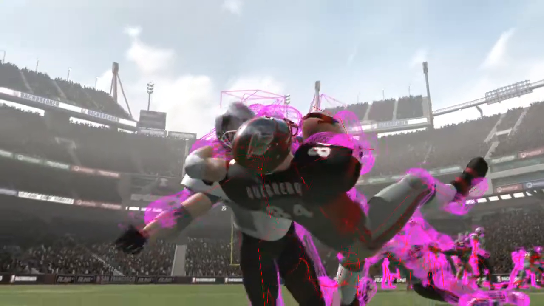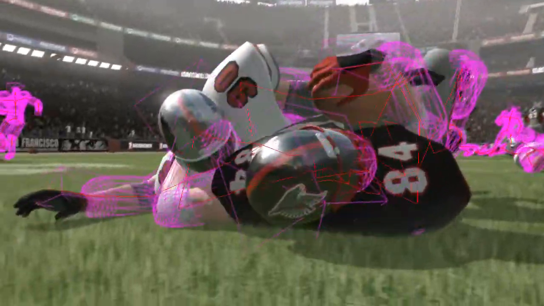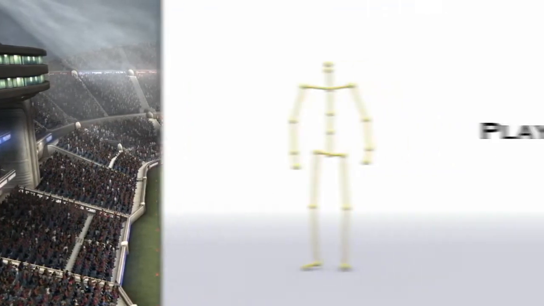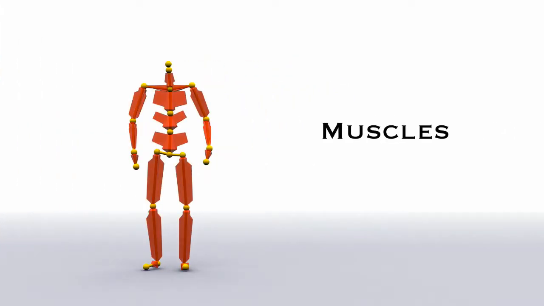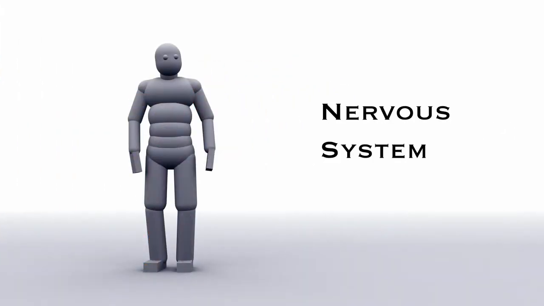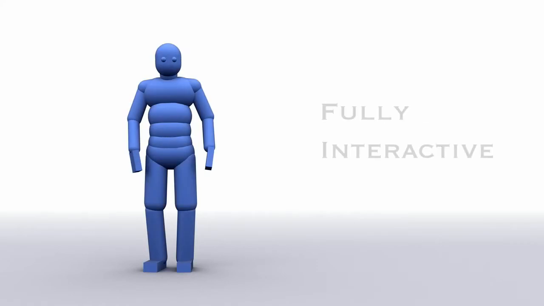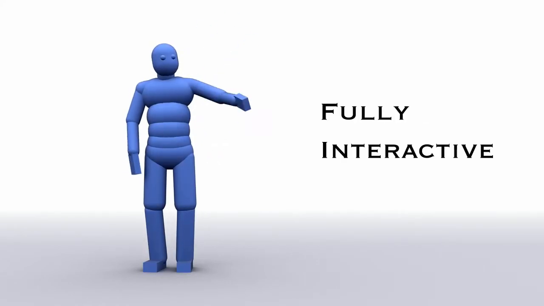Backbreaker is the first sports game that uses Euphoria. Euphoria is our technology that allows us to simulate human movement in real time. We do that by simulating the body of the character, in this case the player, the muscles and the nervous system. That means that all the characters using Euphoria are fully interactive.